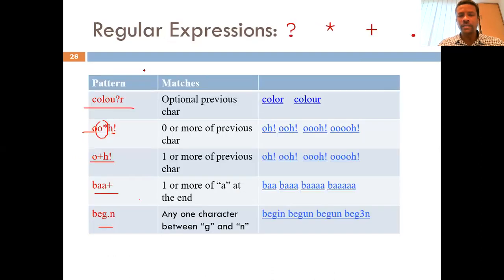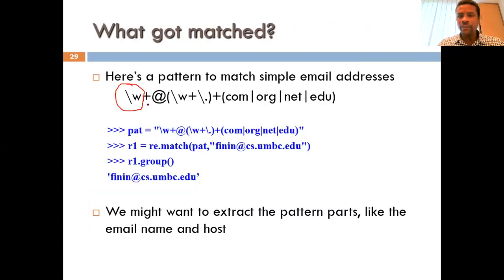So let's see another one. Any alphanumeric, then plus. What does it mean? One or more times, because it cannot be zero. Did you get the point? Any alphanumeric, one or more times. Then the at sign, because if it is an email, the at sign must be there. Then any alphanumeric, one or more times.